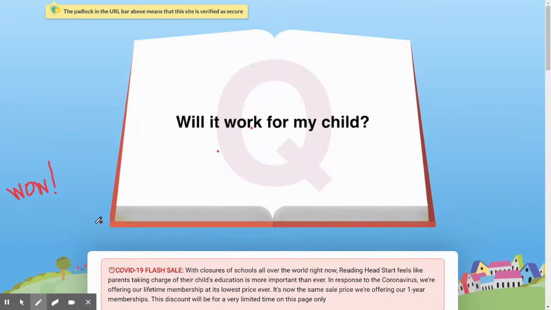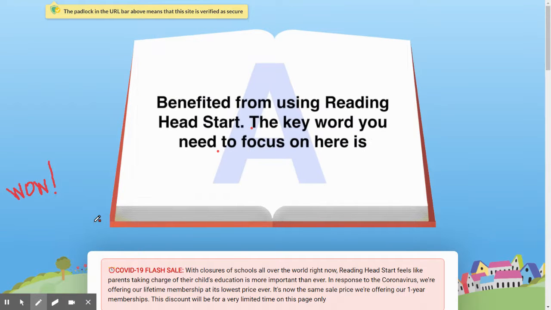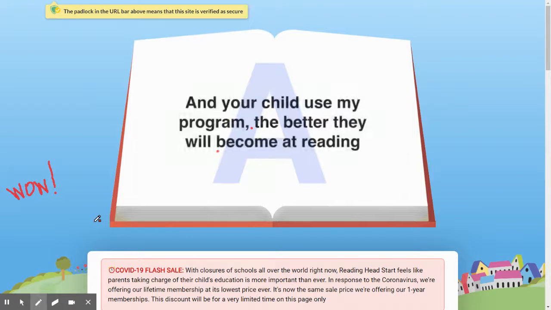Will it work for my child? The honest to goodness truth? Absolutely. There has never been a child who hasn't benefited from using Reading Head Start. The key word you need to focus on here is use, as that's the only way you'll see results. The more frequently and adamantly you and your child use my program, the better they will become at reading.